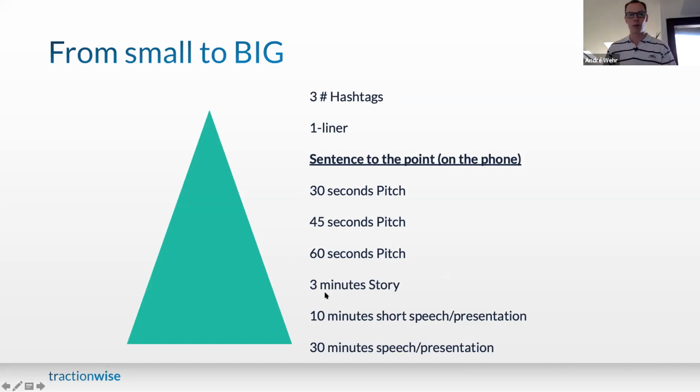Then there might be a 3 minute story or a 10 minute short speech or presentation about what you are doing. And it makes sense that all of these elements tell, all in all, the same storyline. That's why it's called storyline, and not that your 3 hashtags are totally contrary to your 60 second pitch. And if you are doing a presentation or a short speech, then it's also going into another area.